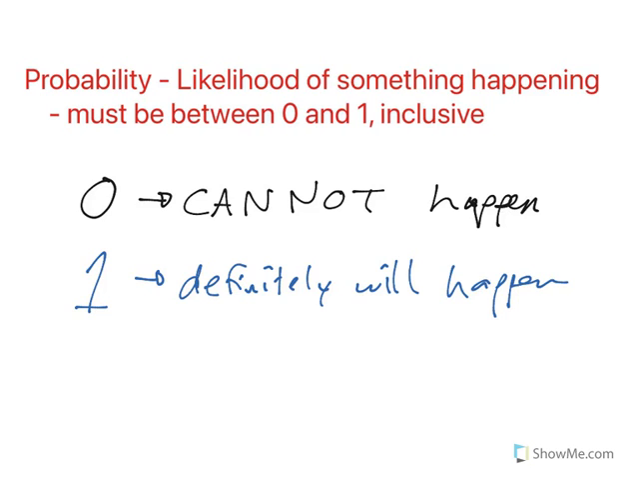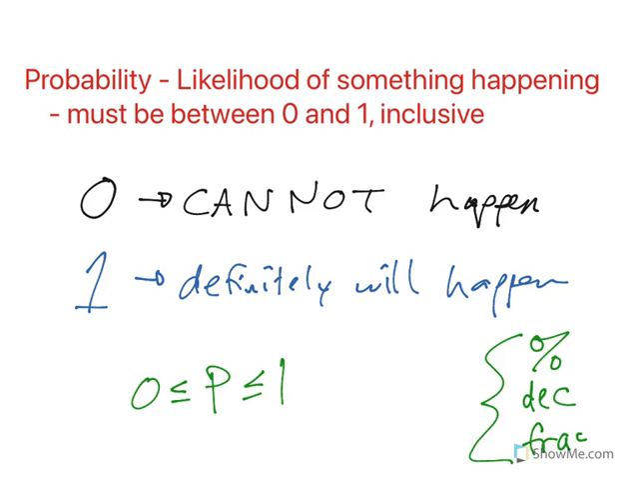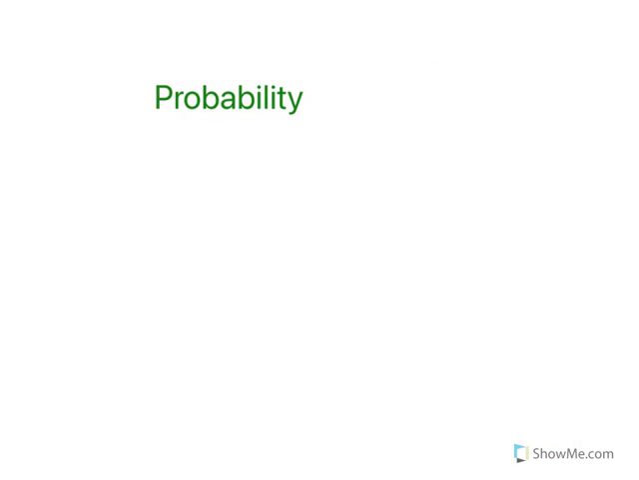Normally, the probability is usually greater than 0 but less than 1, right? We'd say maybe a 50% chance or an 80% chance. So we can write probability as a percent, as a decimal, or as a fraction. It really depends on what we're talking about how we write it. So let's jump into what this looks like and how we find it.